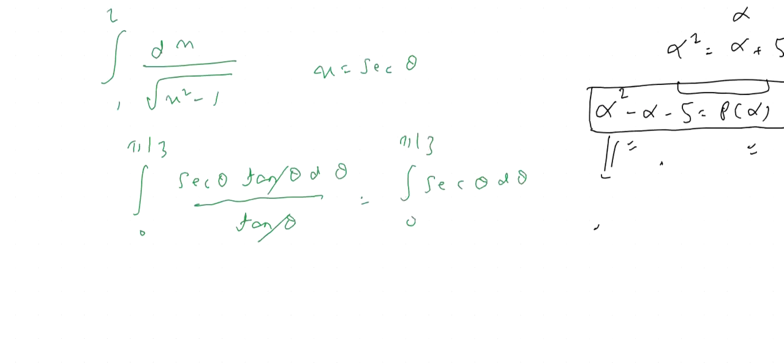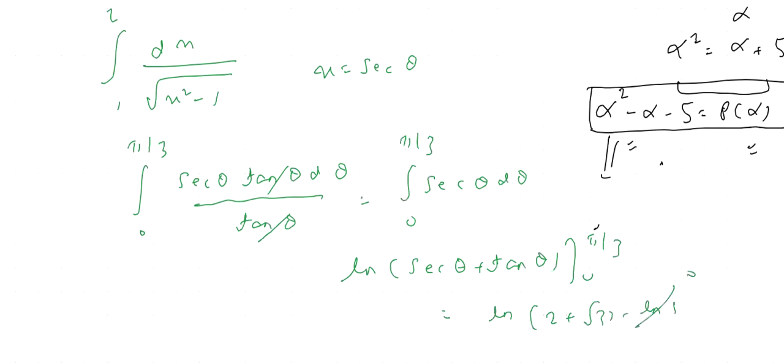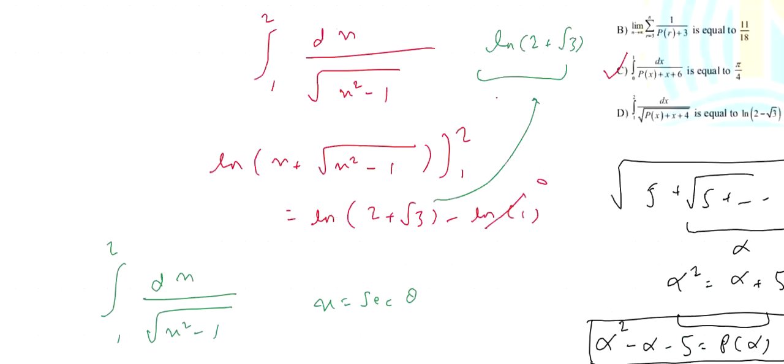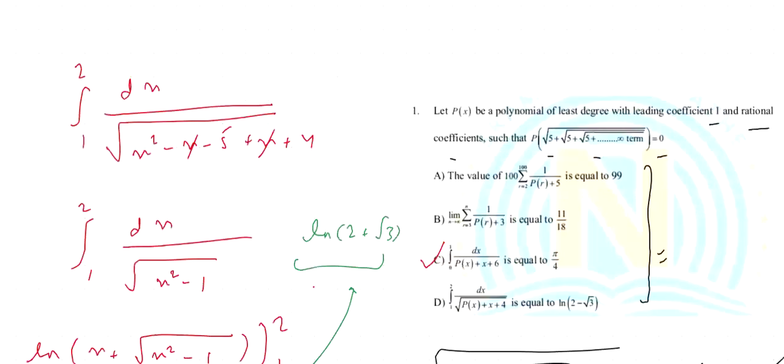So we got the integral of sec theta d theta from 0 to pi by 3. We got ln of sec theta plus tan theta with integration limits 0 to pi by 3. We got ln of 2 plus root 3 minus ln of 1, that is 0, right? So from this it is given ln of 2 minus root 3, so it is wrong. Let's check the further options.